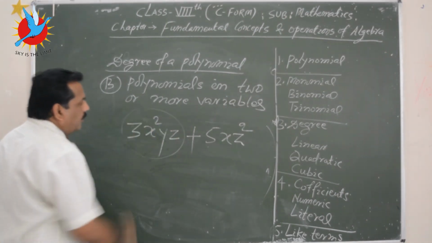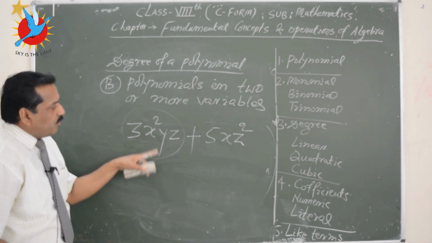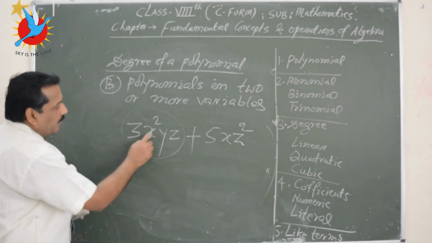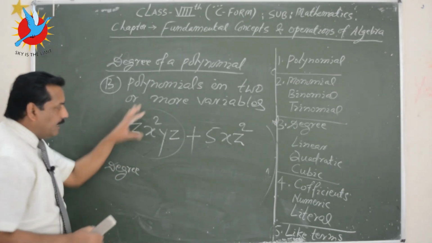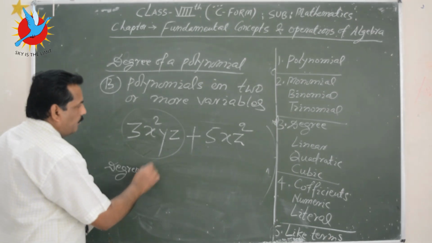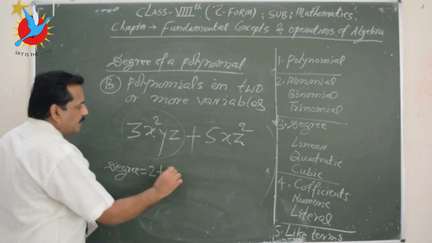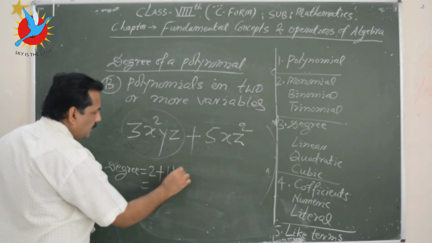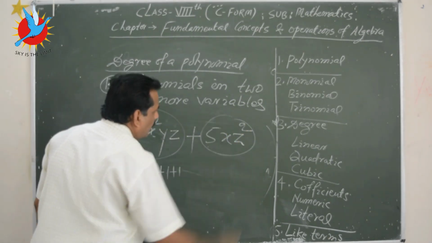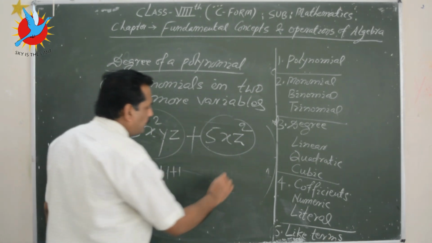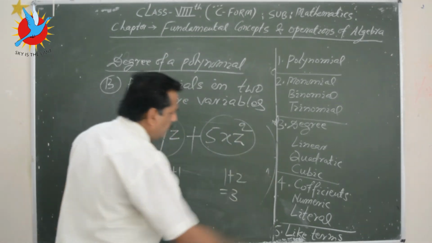So in this case, polynomials in 2 or more variables, identify each term. So for this first term, get the sum of exponents of all the variables. We are going to discuss the degree of each term. So this power of x is 2, power of y is 1, power of z is 1, and this is 2, 1, 3, and 1, 4. So this next term, power of x is 1, power of z is 2, so 1 plus 2, and that is 3.